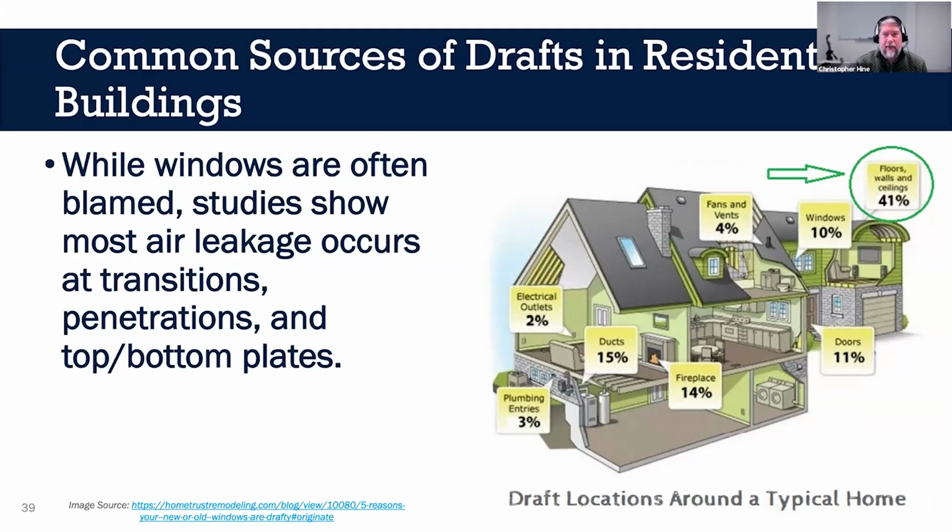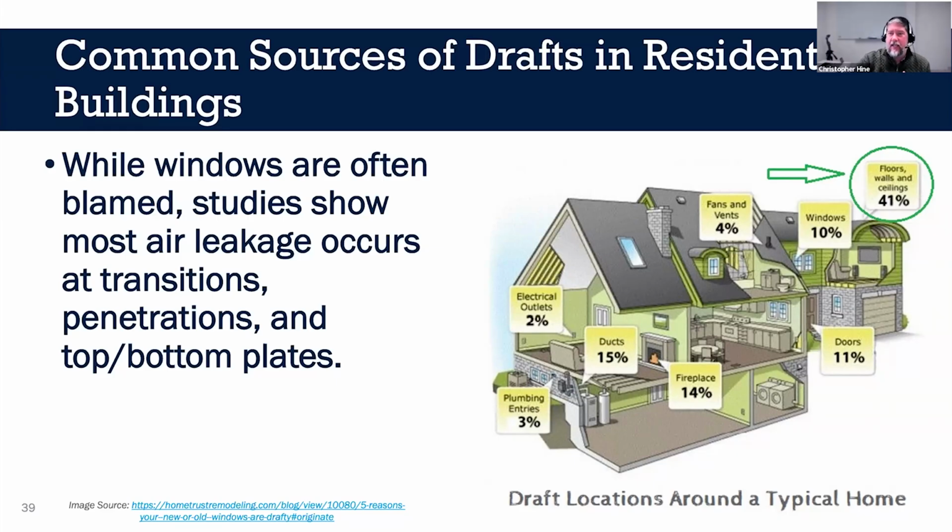And I've talked to many, many people who say that I need to replace my windows because they're leaky. Now, if you are actively feeling air coming around that window when the wind is blowing outside, yeah, I can be on board with that window leaking. But typically, while windows are often blamed, studies have shown that most air leakage occurs at the transitions, penetrations, and top and bottom plates, right?